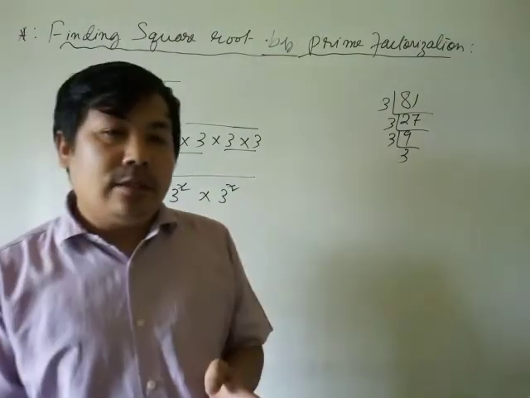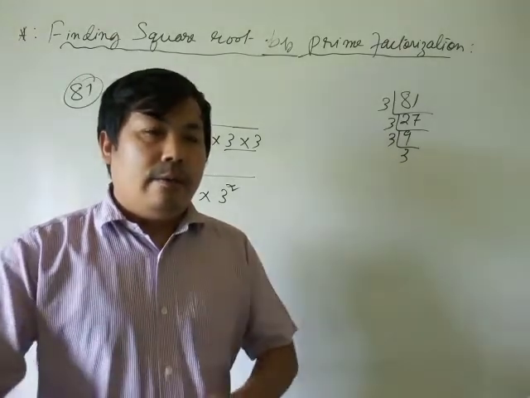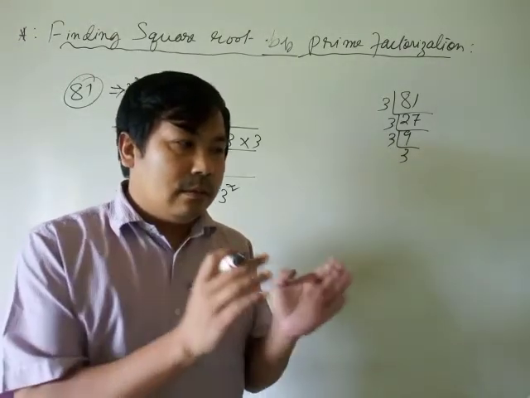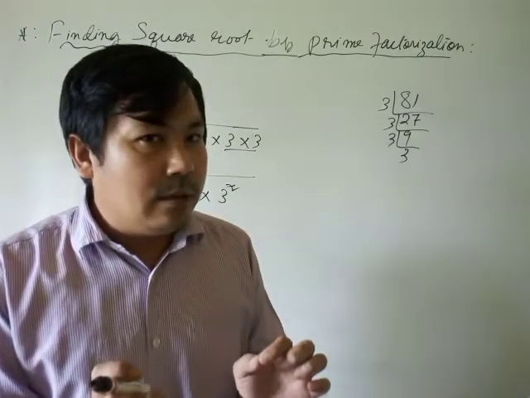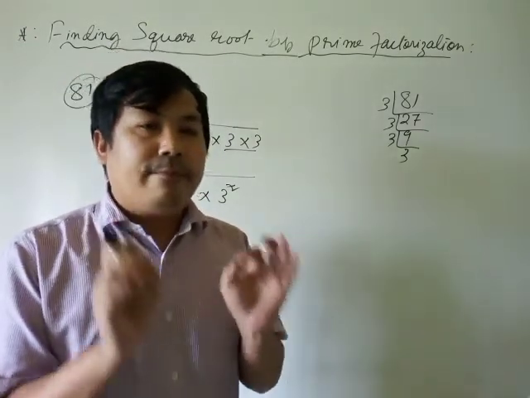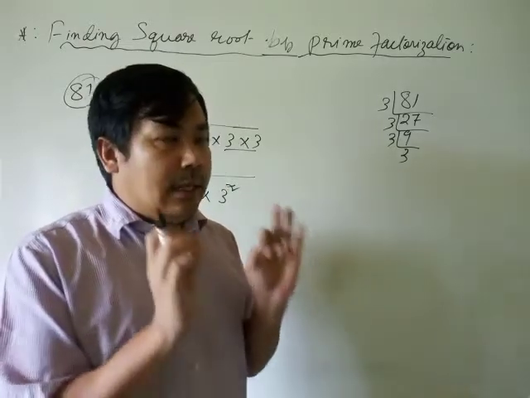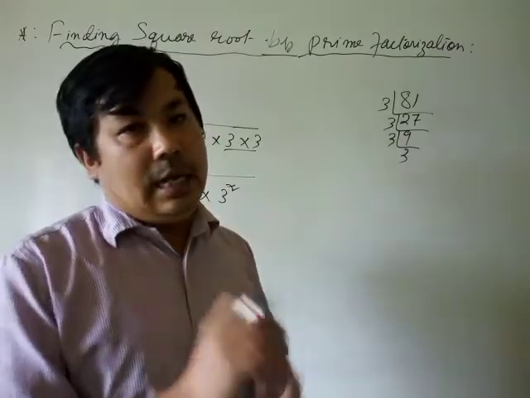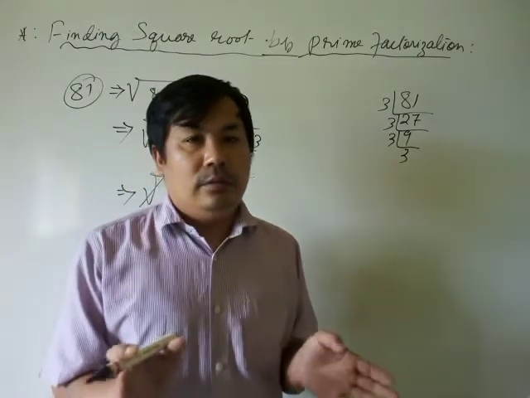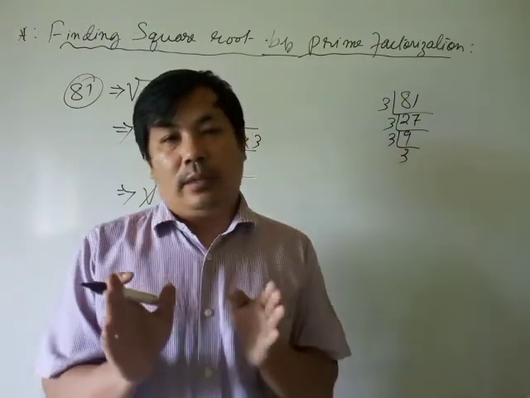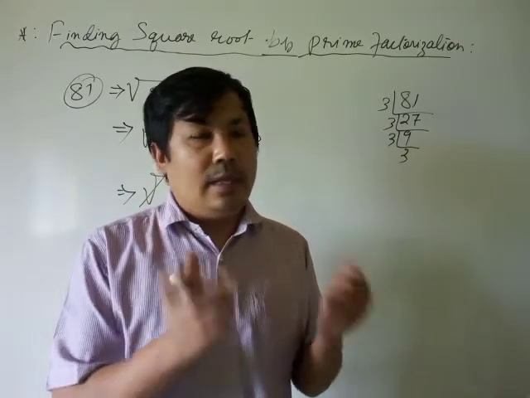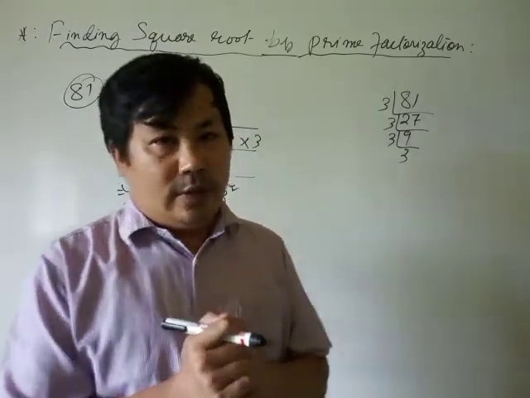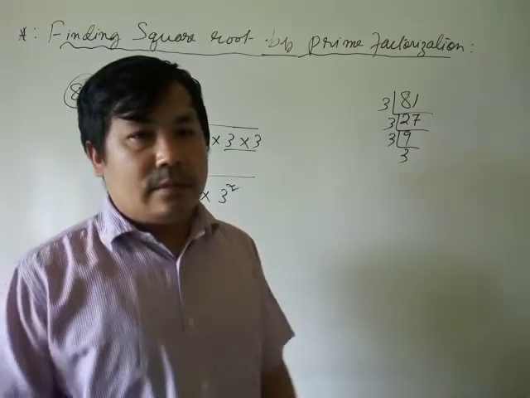This is how we get the answer by prime factorization. Factorize the number, take the prime factors of the number, then you pair them two by two, and take only one out of each pair and multiply. Then the answer is the square root. Okay, then let us see the next part.